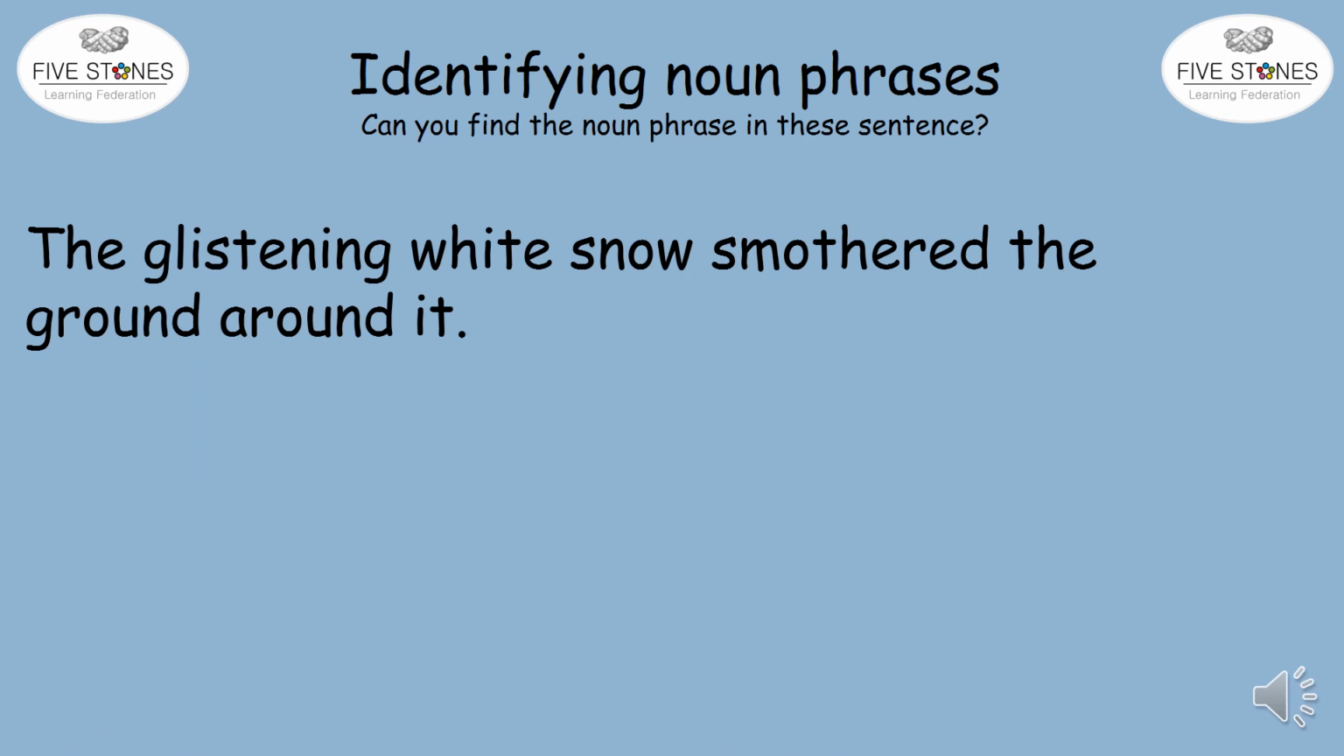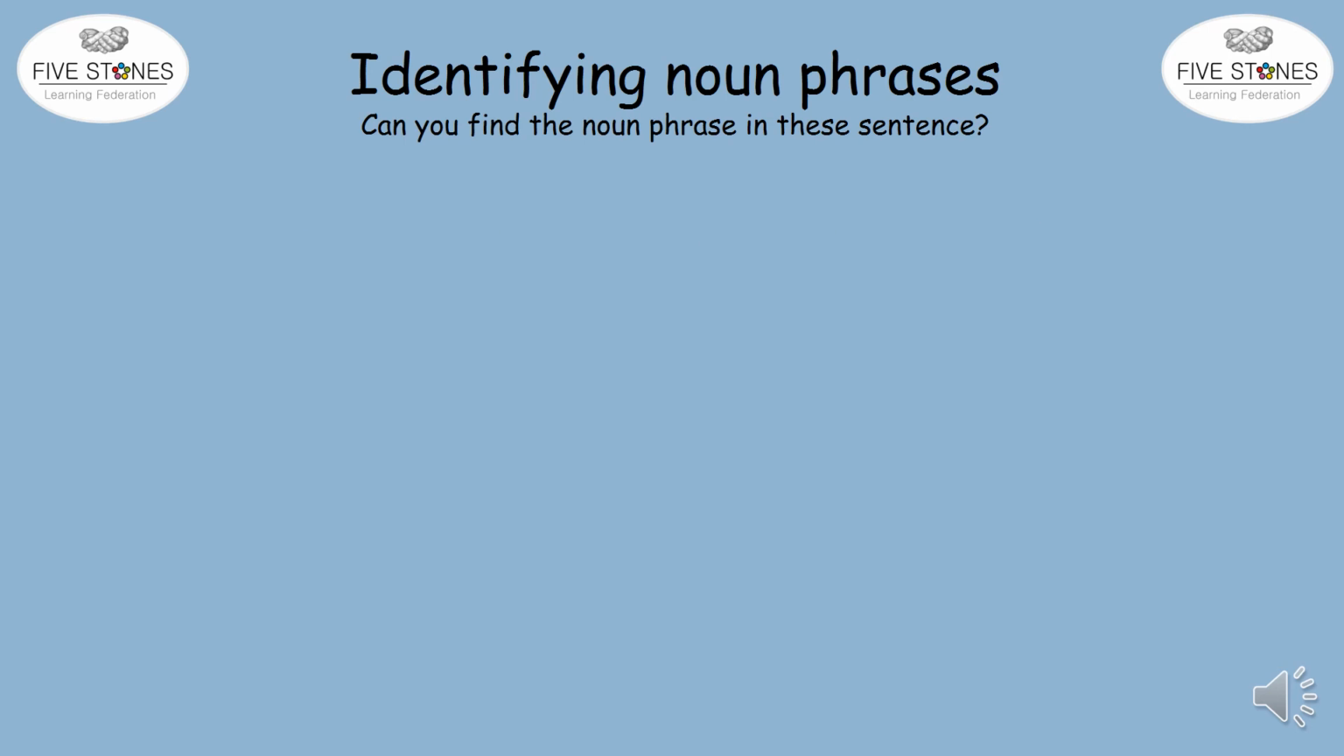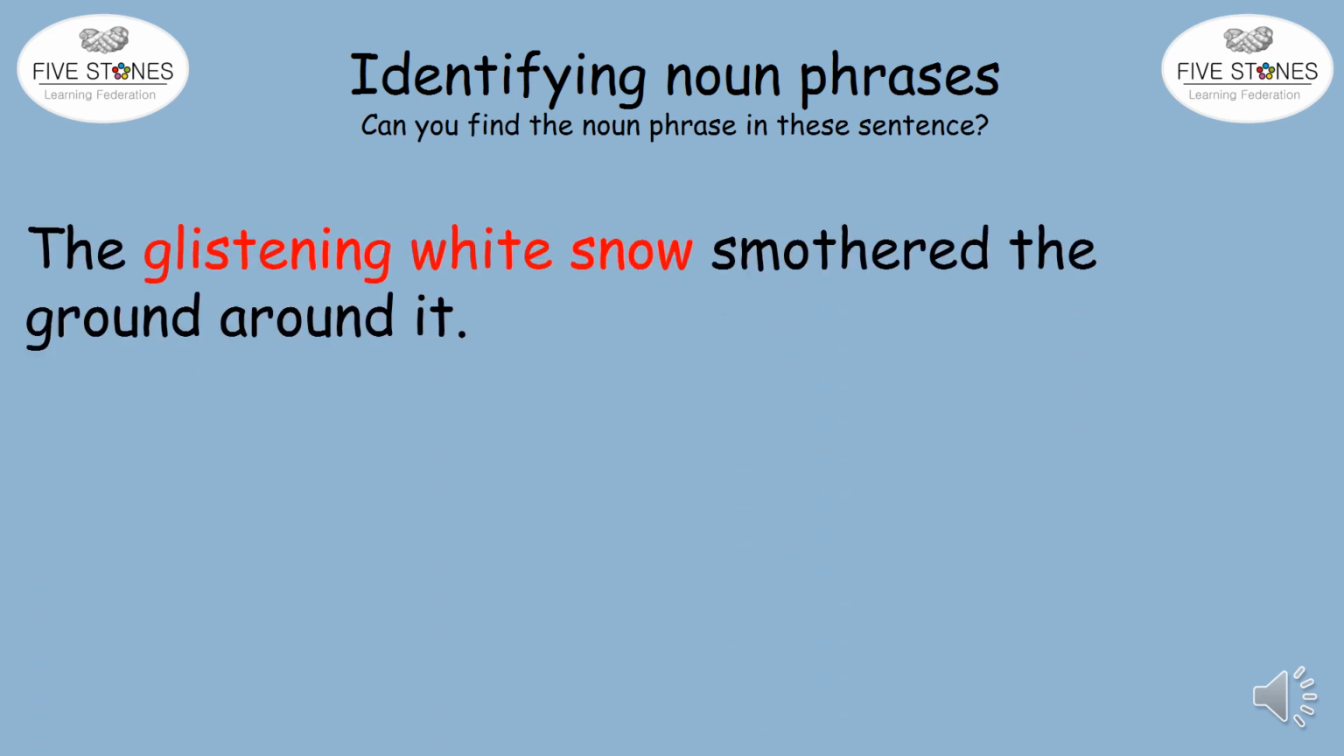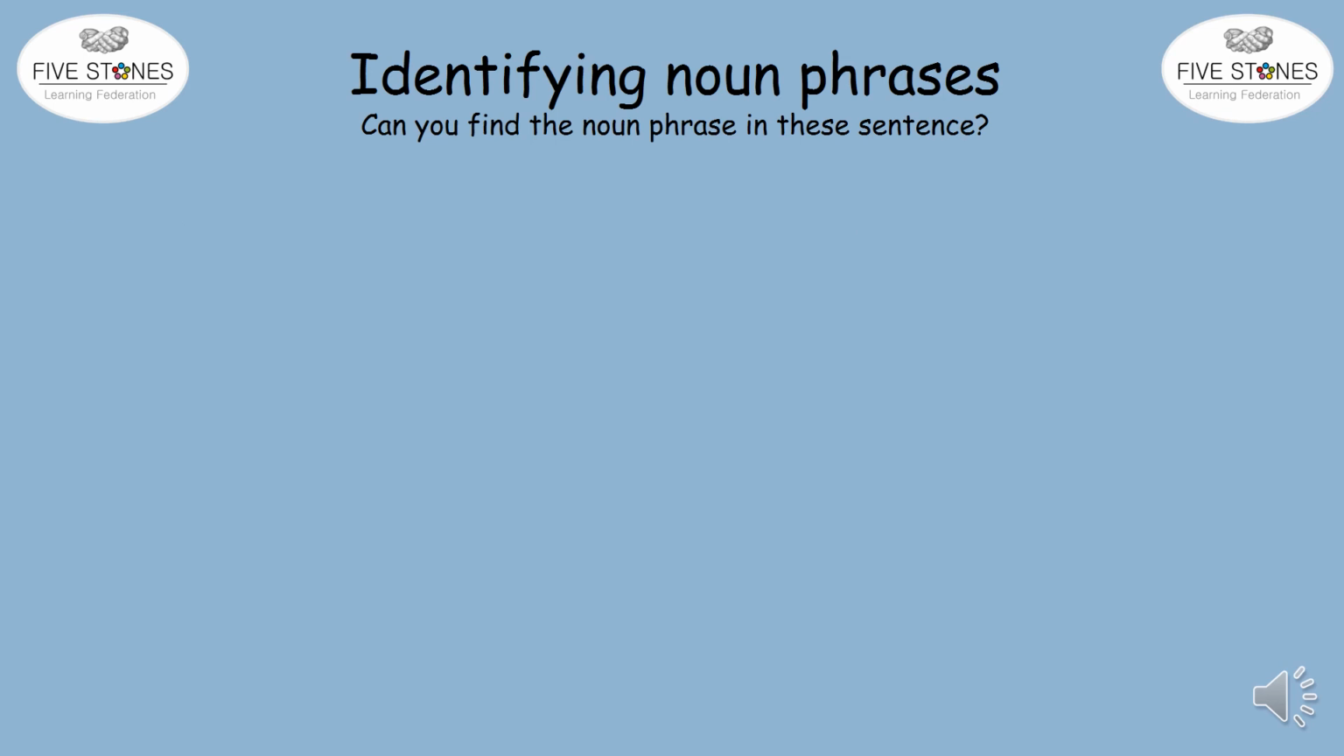The glistening white snow smothered the ground around it. What would be the noun phrase in my sentence? So write it out and underline the noun phrase. Let's see whether you agree. It would be the glistening white snow, because glistening and white describe the snow, so that's our noun phrase in this sentence, okay?